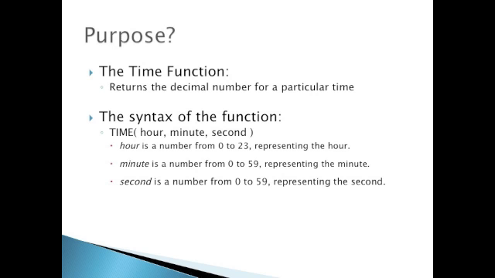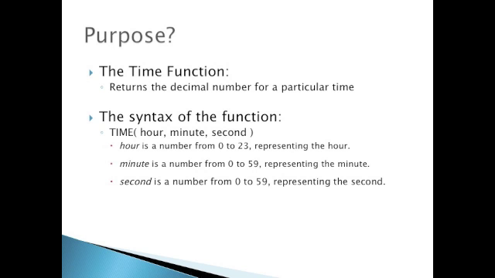So you might be asking yourself, what is the purpose to using Excel's time function? By definition, the time function returns to us the decimal number for a particular time. This means that in an example, if you had 3 separate cells, one with 2, one with 3, and one with 10, the time function will provide us with 2 hours, 3 minutes, and 10 seconds.